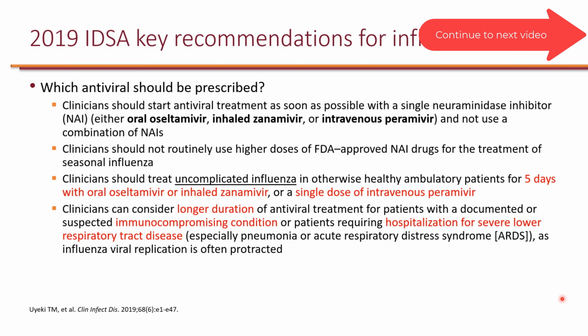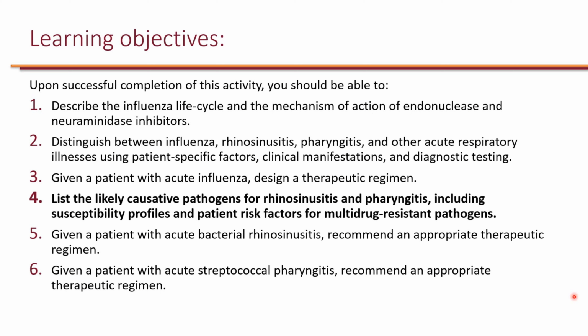We described the influenza life cycle and the mechanism of action of endonuclease and neuraminidase inhibitors. We distinguished between influenza and other acute respiratory illnesses, and given a patient with acute influenza, we designed a therapeutic regimen. Now, list the likely causative pathogens for rhinosinusitis and pharyngitis, including susceptibility profiles and patient risk factors for multidrug-resistant pathogens.